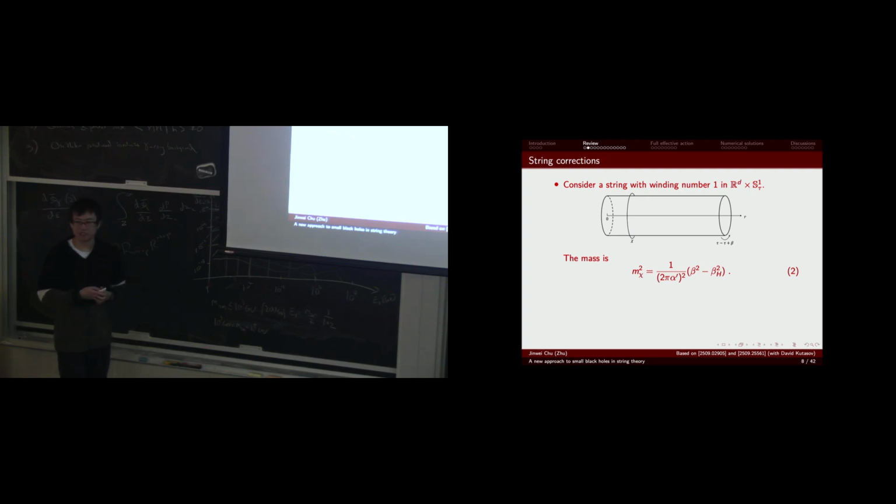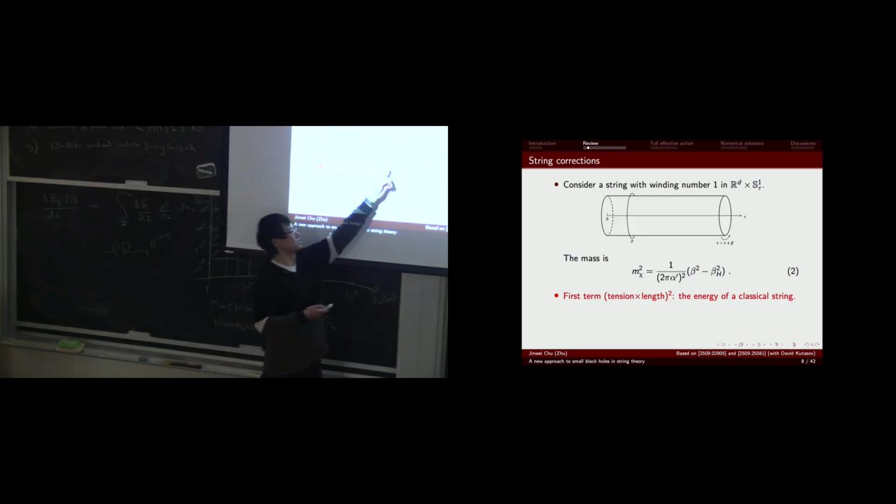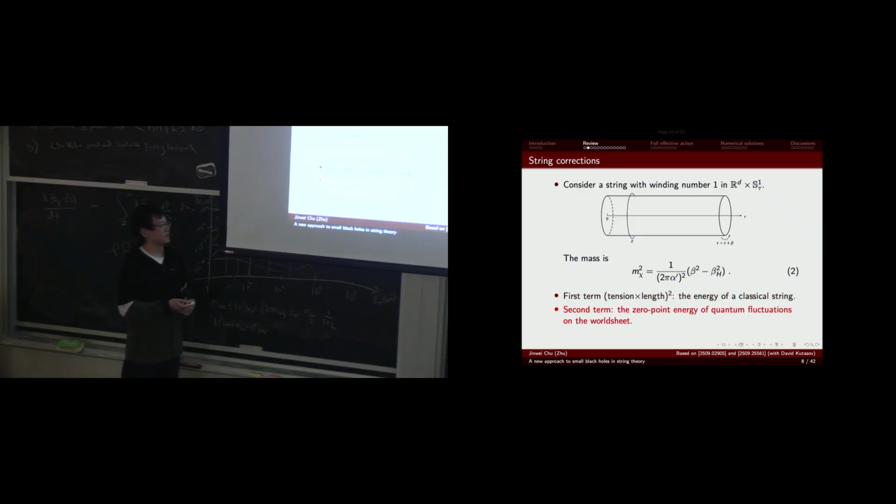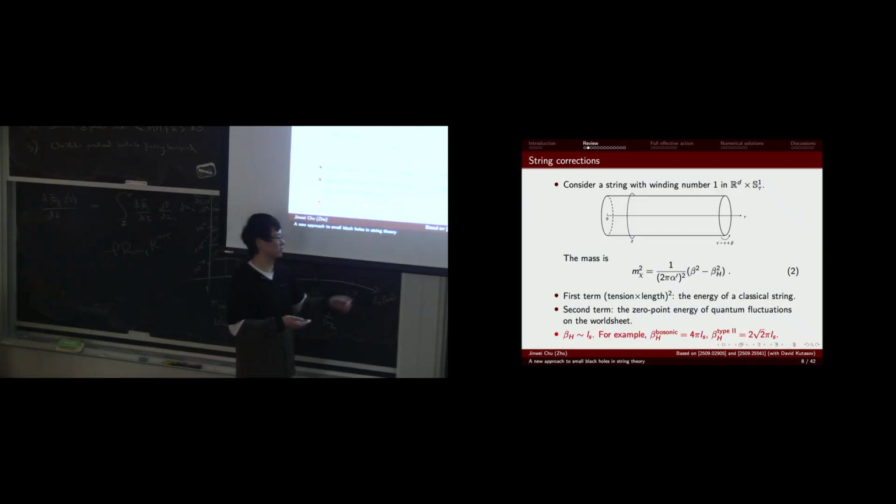The mass of this chi is given by this formula. In this formula, the first term is just the tension squared times the length of the string squared. So this corresponds to the energy of just some classical string, basically. But we know that the fundamental string in string theory is not just a classical string. So the second term actually captures the quantum effects on the worldsheet. In the second term, this constant beta_H is of order l_s. For example, in bosonic string theory, it is equal to 4 pi l_s, and in type II string theory, it's equal to 2 square root 2 pi l_s.